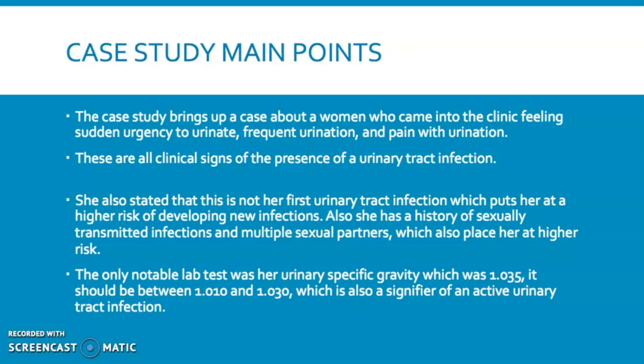For the case study, it brought up a case about a woman who came into the clinic feeling sudden urgency, frequent urination, and pain with urination, and you can note that these are all the signs of a urinary tract infection. Also, she did have a history of urinary tract infections and had multiple partners who chose not to use any forms of contraceptive. The only notable lab test that I could find was the urinary specific gravity was 1.035, and you want it to be 1.010 to 1.030, which is significant because the concentration of your urine can show that there is an active infection.